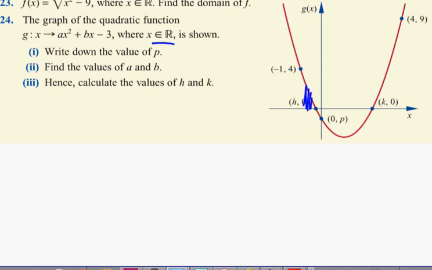Okay, element R. Now, write down the values of p. Now p, okay, what I need to figure out before I figure out p is I have to figure out what my a and b values are.